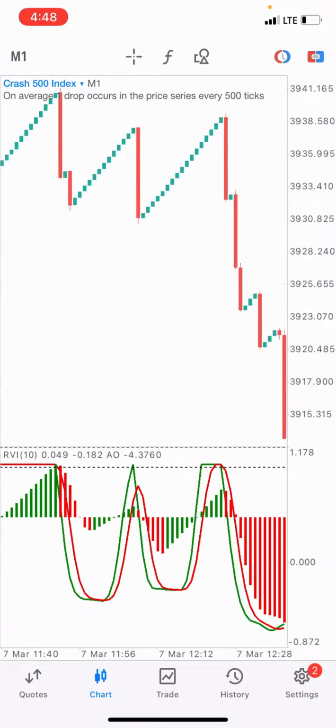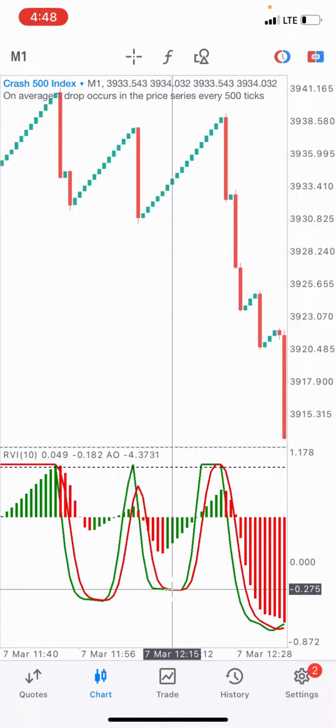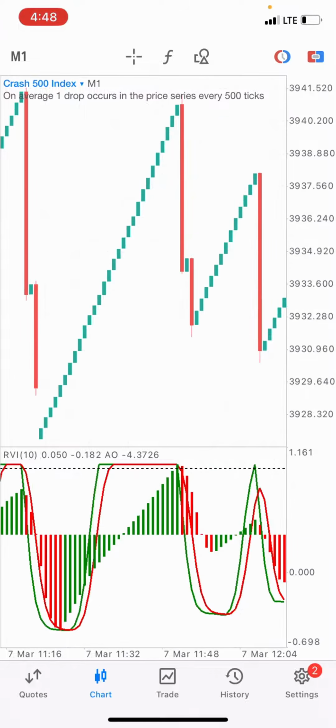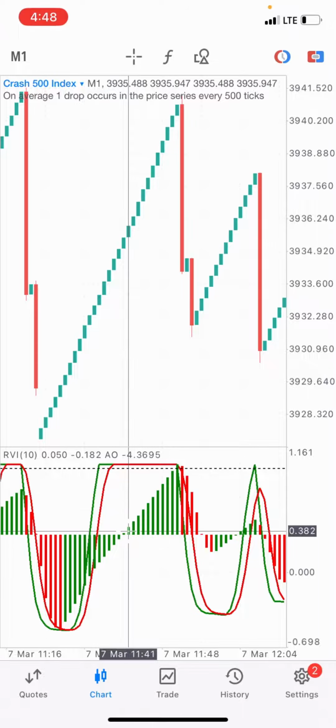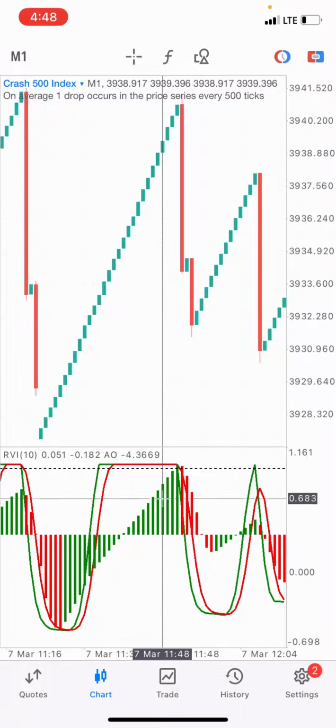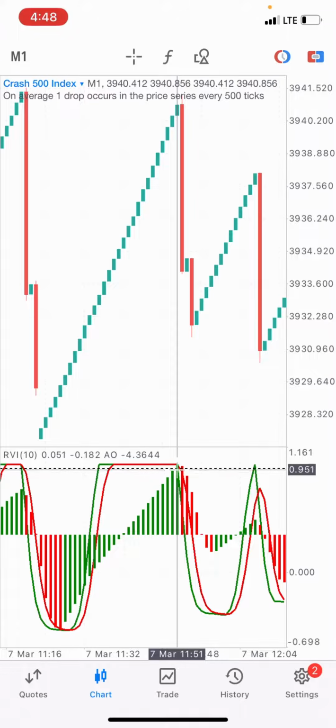Okay, the fourth zoom. Now on the Crash 500 index, it's almost like the opposite, right? So take a look at it: during the uptrend of the awesome oscillator right here, you can see that at this point you immediately place a buy. You place a buy during the uptrend. When it touches this point, when this awesome oscillator touches this relative vigor index, then you exit, so that the spike doesn't come into your trade.